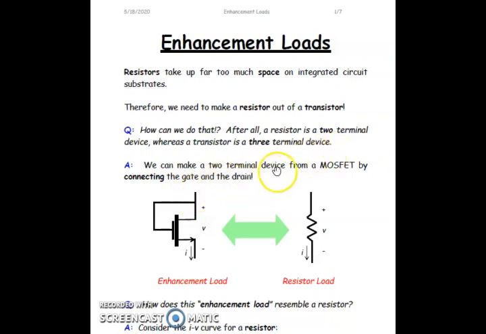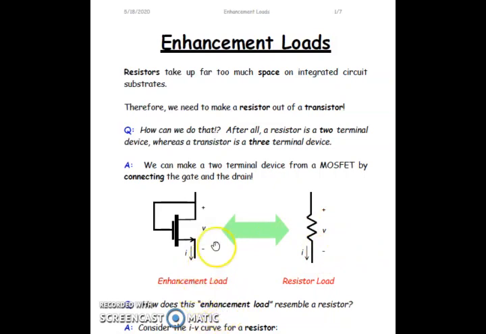Now definitely we can make a two-terminal device from a MOSFET by connecting the gate and the drain as shown in this figure. By connecting the drain and the gate, we ensure that the MOSFET is pushed into the saturation region and a constant current is flowing, which in turn gives the MOSFET a property similar to that of a resistor, because we know that in a resistor the current will be constantly flowing, and by connecting the drain and gate terminals like this, we are ensuring that the device is in saturation, which in turn means the current will be flowing constantly. Now again the question is, how does this enhancement load resemble a resistor?